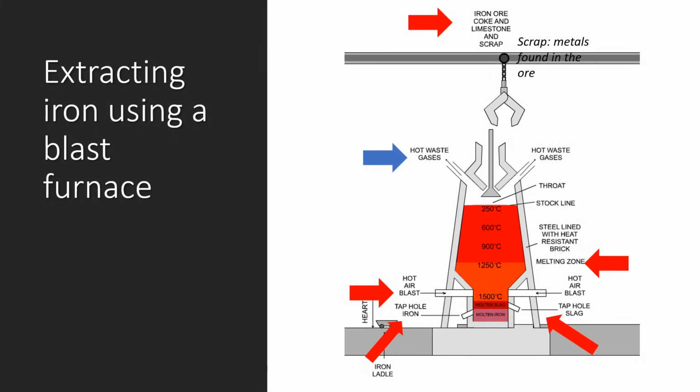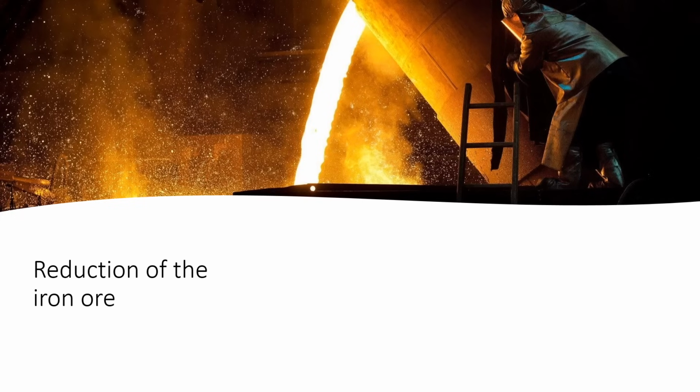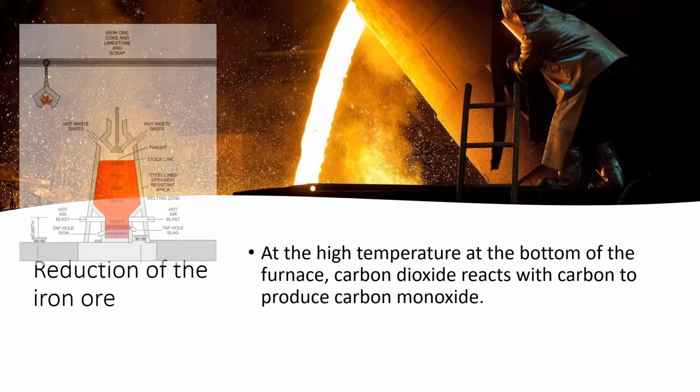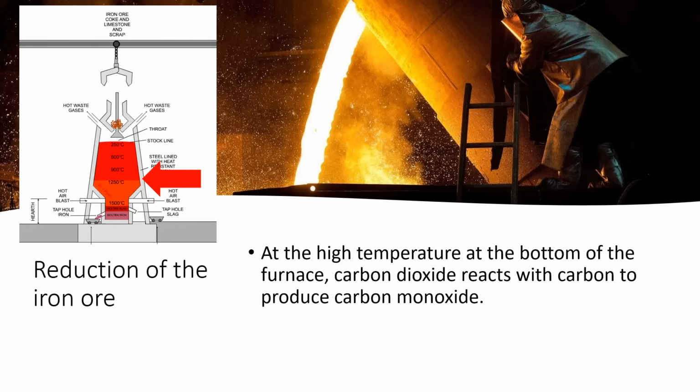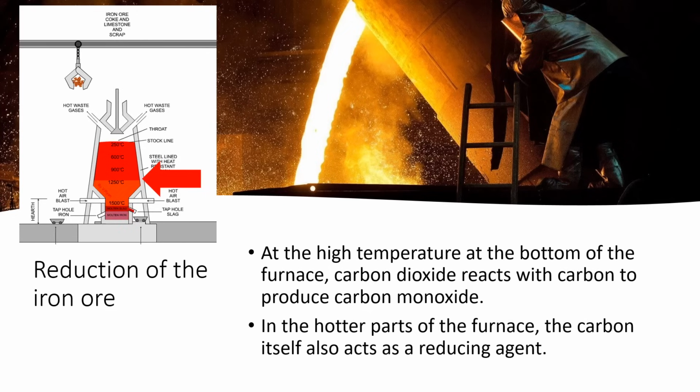One of the excess products from this reaction is hot waste gases, which is actually used to heat up the furnace by using the hot air blast. With regards to the reduction of iron ore, which means trying to make it as pure as possible, at the high temperature at the bottom of the furnace, carbon dioxide will react with the carbon to produce carbon monoxide. And in hotter parts of the furnace, the carbon itself acts as a reducing agent. The carbon that acts as a reducing agent will then bring about the reduction of iron in order to make it pure iron.